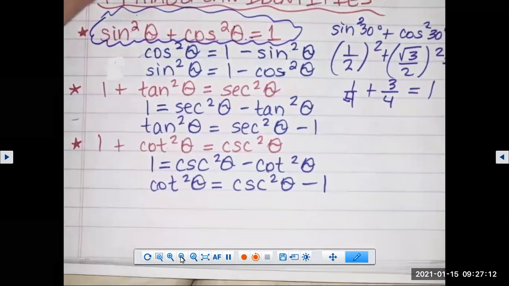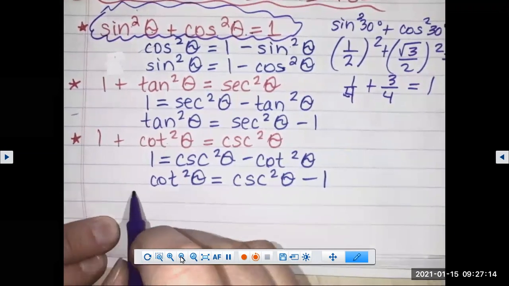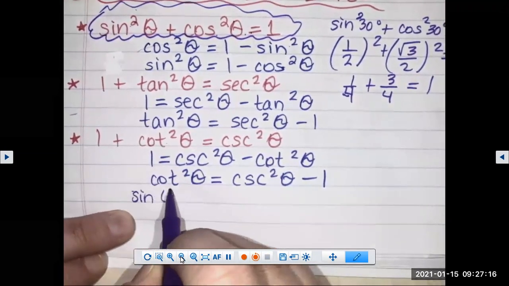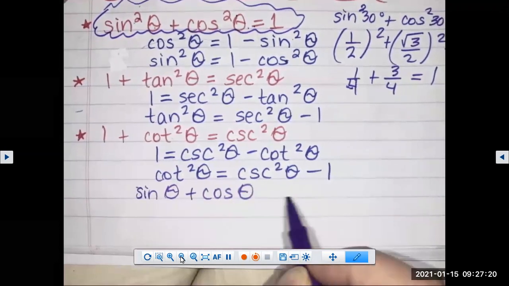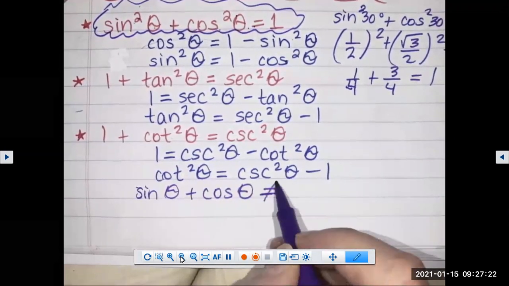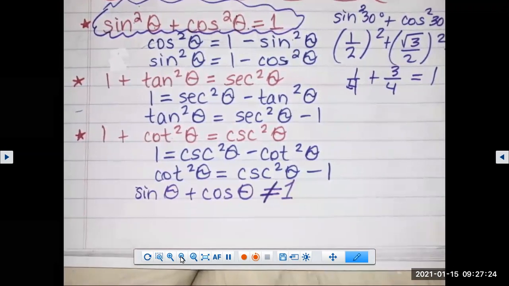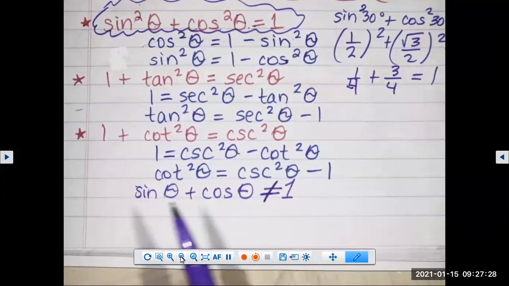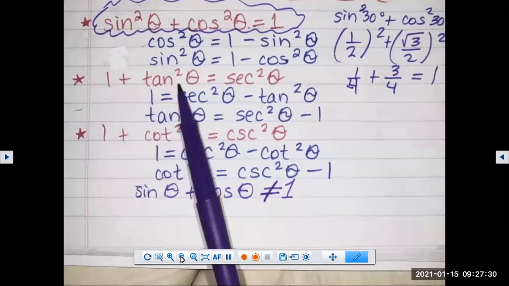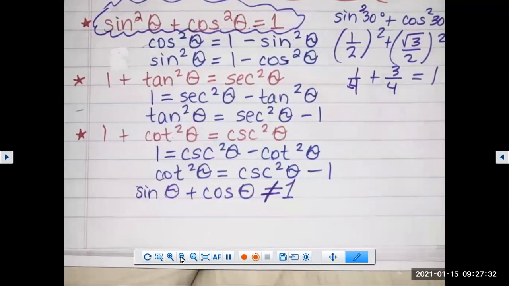Okay, another thing, if you see sine of an angle plus cosine of an angle, that is not equal to 1. It must be squared, has to be squared. So make sure you pay attention to that. You can't say 1 plus tangent theta equals secant theta. Not possible. It only works if they are squared.